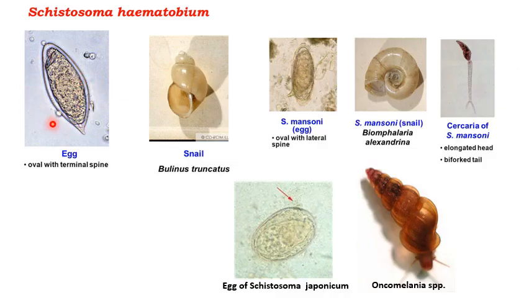As you see here, Schistosoma haematobium with terminal spine, and the snail vector Bulinus truncatus, while Schistosoma mansoni, the oval egg with lateral spine, and the snail vector Biomphalaria alexandrina. This is the cercaria of Schistosoma mansoni, elongated head with bifurcated tail. Here, the egg of Schistosoma japonicum with rudimentary lateral spine, and this is the Oncomelania species snail.